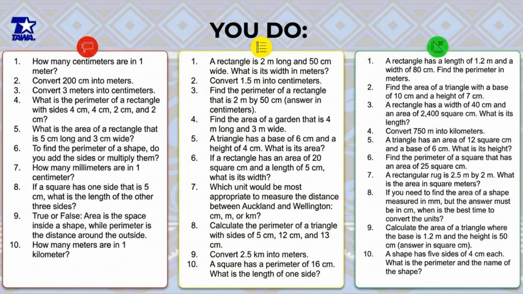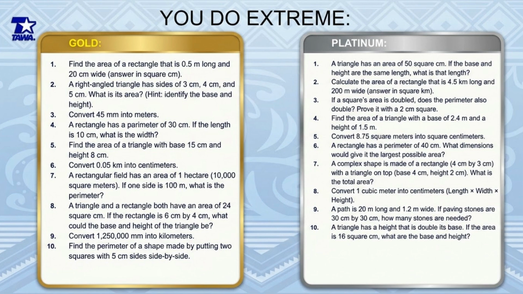Here are the you-do questions. You can choose from 3 groups of tasks, Group A, B, or C, based on your comfort level with perimeter, area, and unit conversion problems. For those who want an extra challenge, here are the you-do extreme tasks, divided into gold and platinum levels.